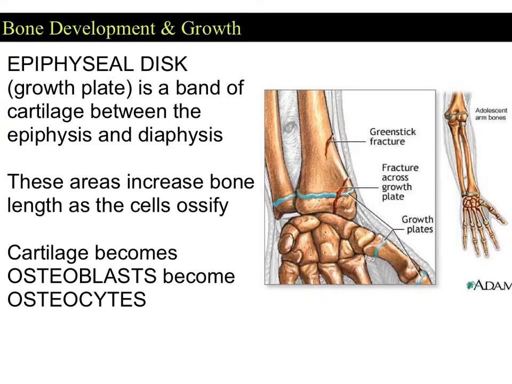So you can see here, what we did talk about before is all bones are going to have an ossification center or an epiphyseal disc. And this is your growth plate. It's basically just a band of cartilage between an epiphysis and a diaphysis in a long bone. And what happens is these areas are going to increase bone length as the bone cells ossify.